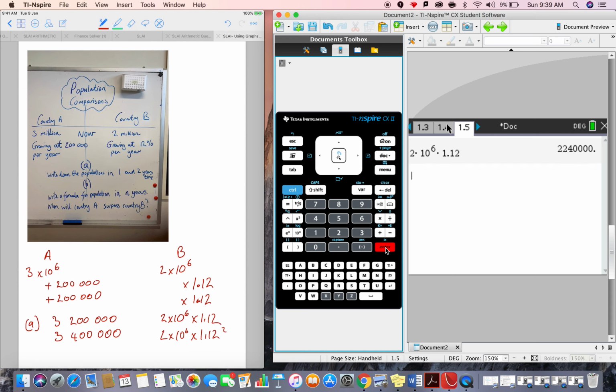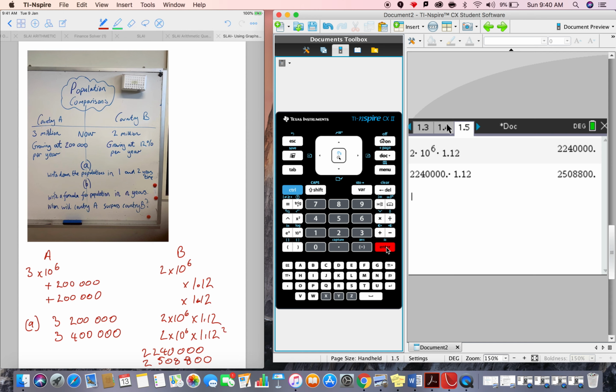That gives me 2,240,000. And then I'm going to leave the answer on screen times by 1.12 again. And that gives me 2,508,800. Okay, so I'm just going to write that down. Oh, I think I missed a 0 there. 2,508,800. So that's the first two. That's the first part A.